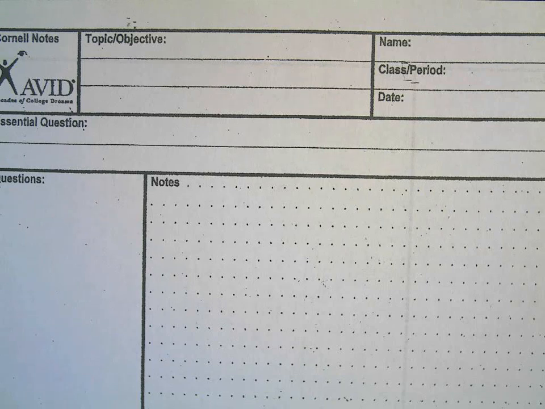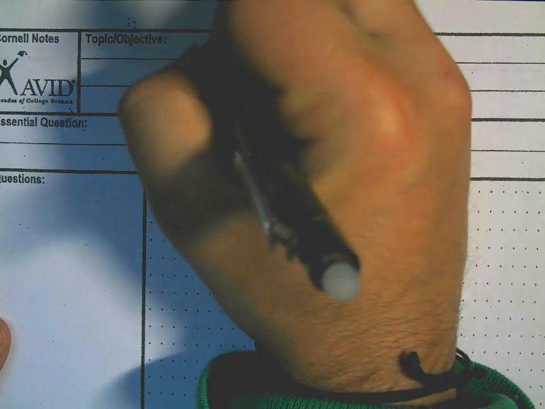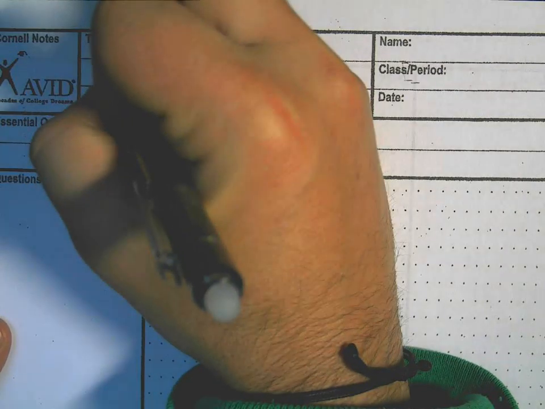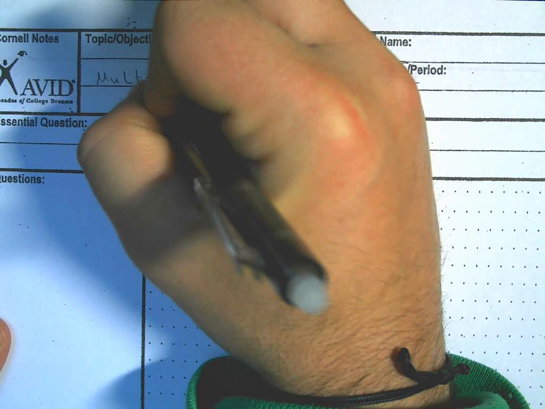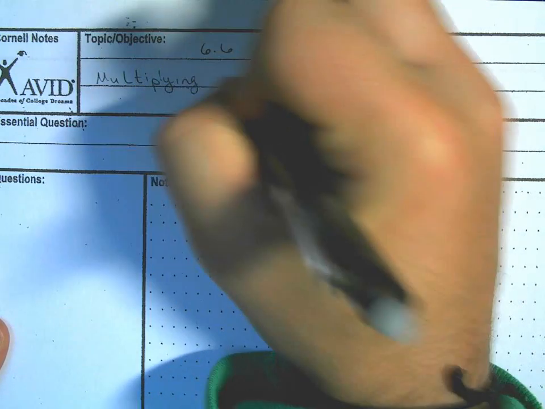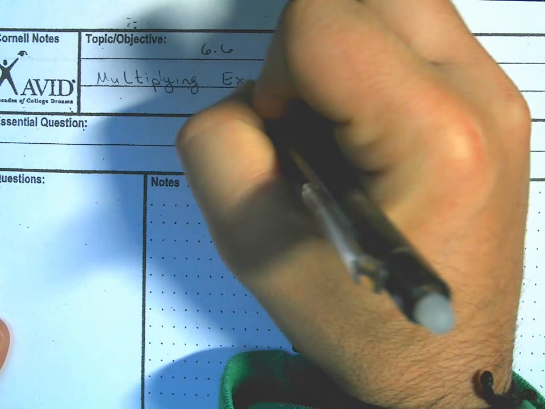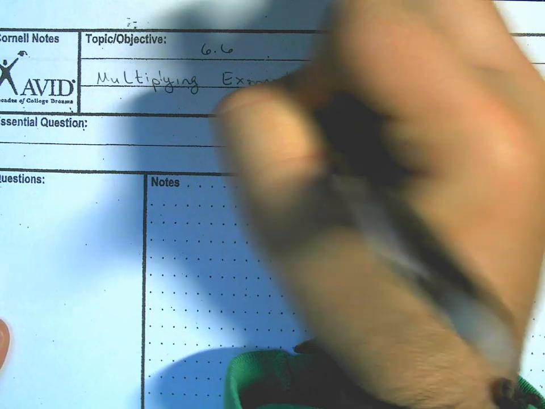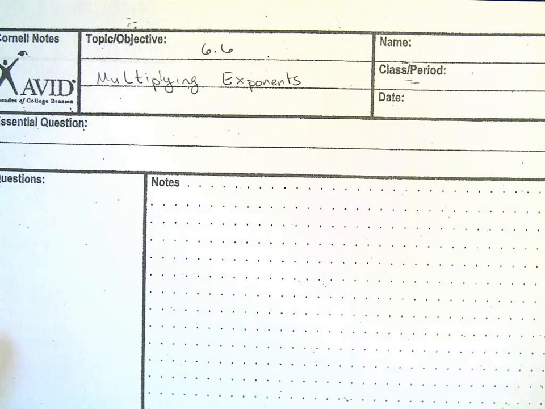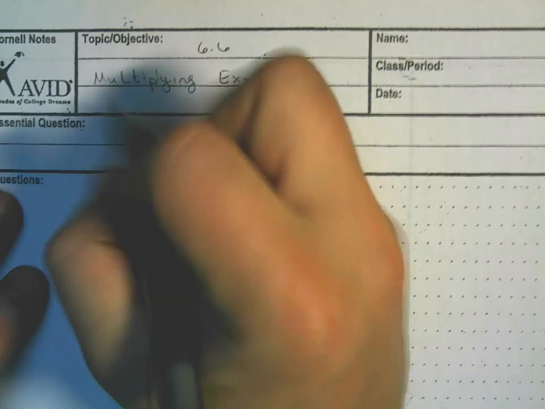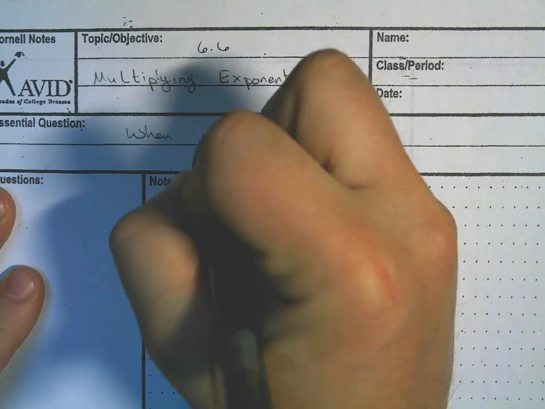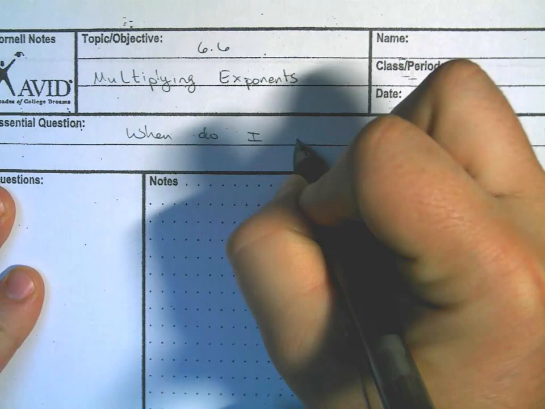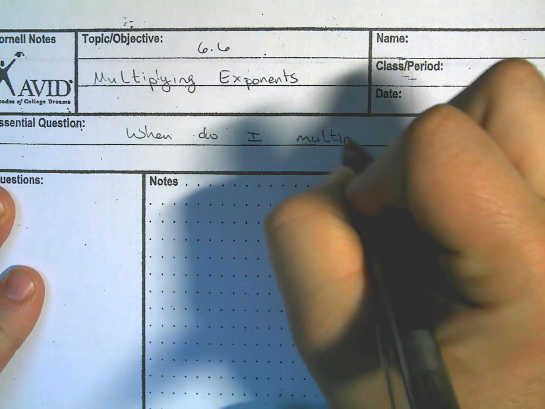In this video, we'll be looking at section 6.6, multiplying exponents. Our essential question will be, when do I multiply exponents?